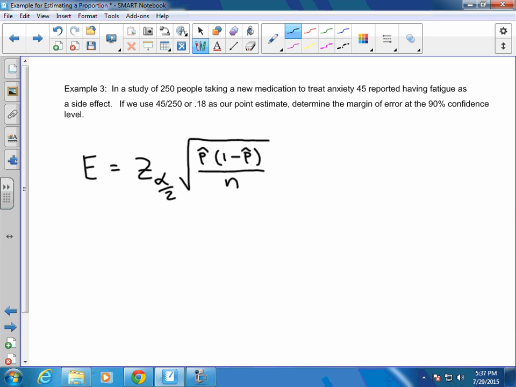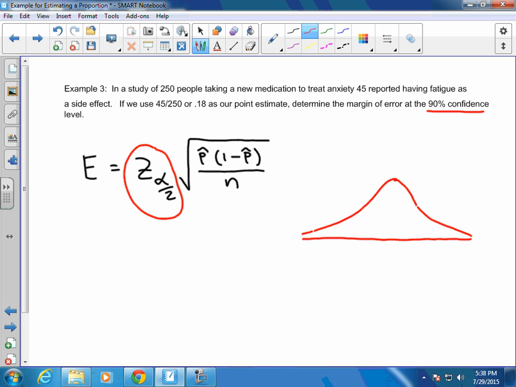Now, there's a long way and a short way to find this value here that's going to be the critical z value. I'm going to draw a picture and then erase it just to give you the general idea. If we were going to do it the long way, here we have a 90% confidence level. The theory behind this is we know that our sample proportion is going to be normal in distribution because 250 times 0.18 times 0.82 is definitely more than 10. So remember, as long as n times p times 1 minus p is greater than or equal to 10, you know that your sample proportion is normal.